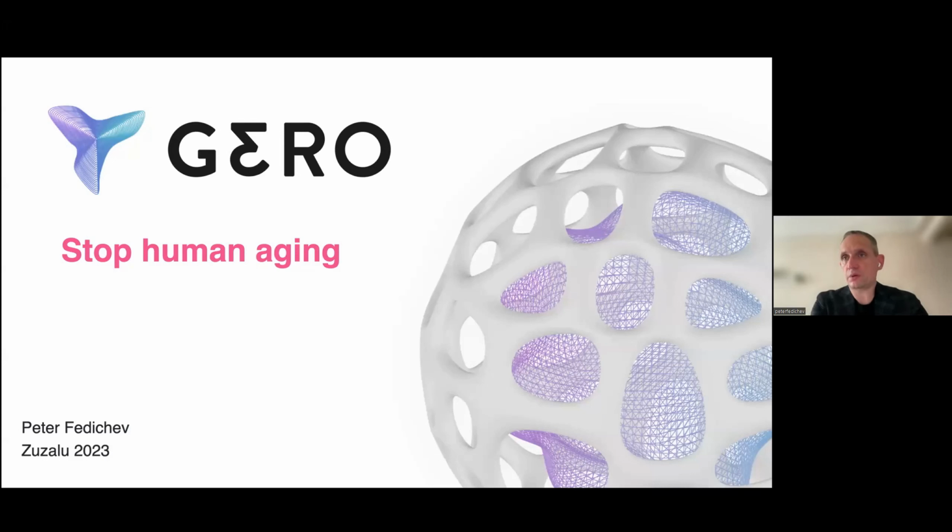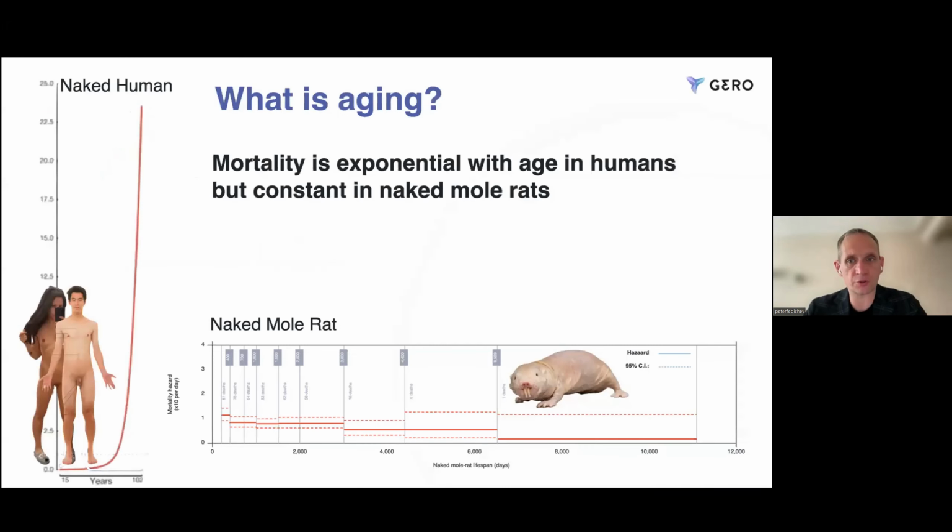Let me tell you a little bit about what we're doing at Gero with respect to applying physics of complex and dynamic systems to aging and very large human data sets in order to understand the nature and character of human aging and understand the limits of age reversal.